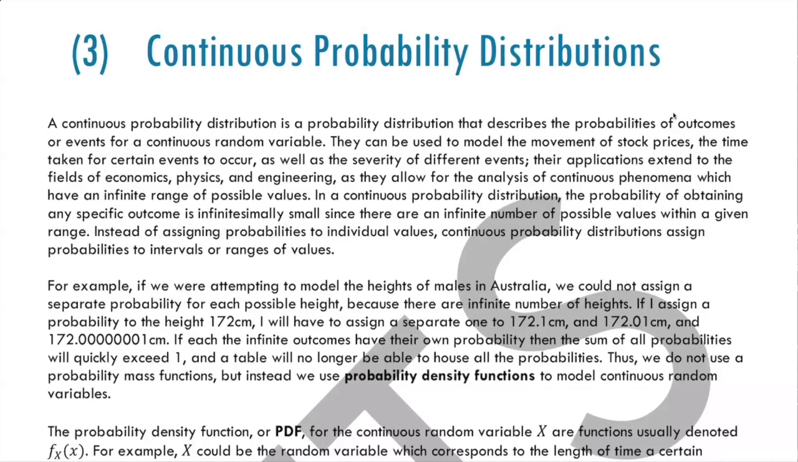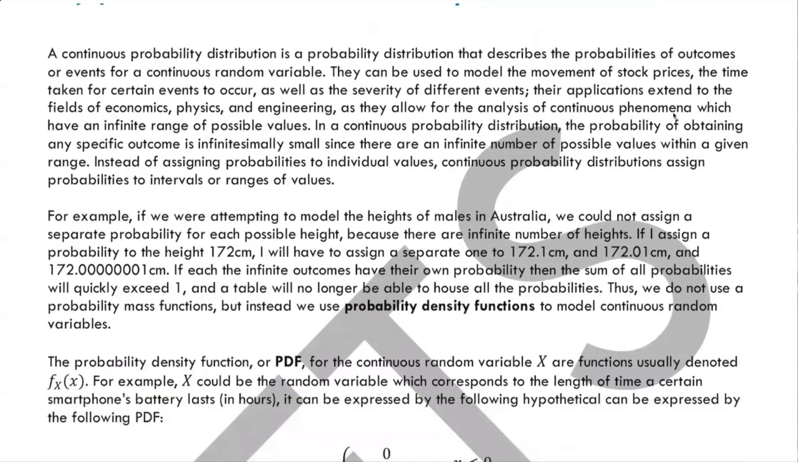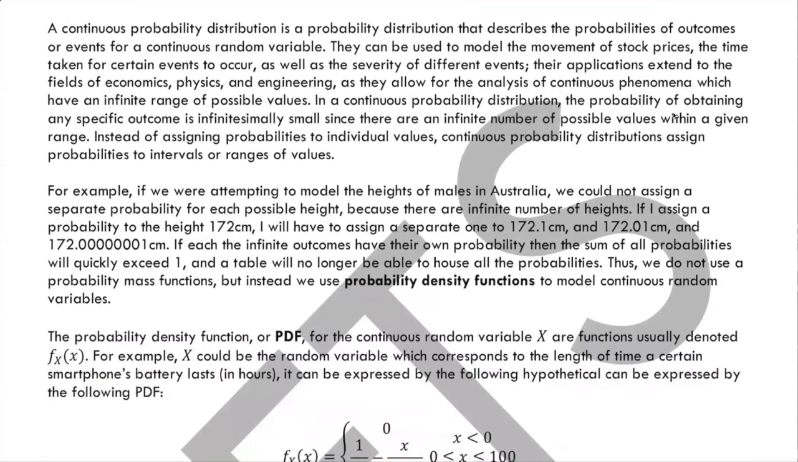So instead of using probability math functions, which mean I need an infinitely long table, we have to instead use something called a probability density function to model these variables. Okay? That's what your z-score tables are all for. That's all based on a density function, but it all makes sense in a moment. Okay, so the probability density function, or PDF, for a continuous random variable x is a function usually denoted by f of x.